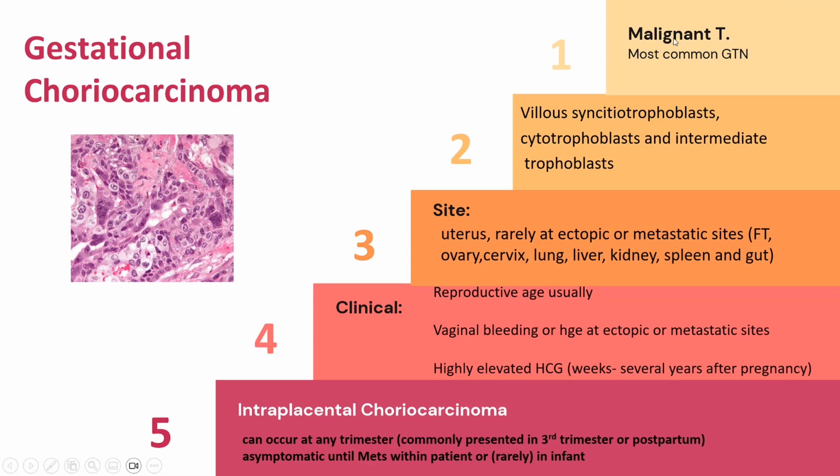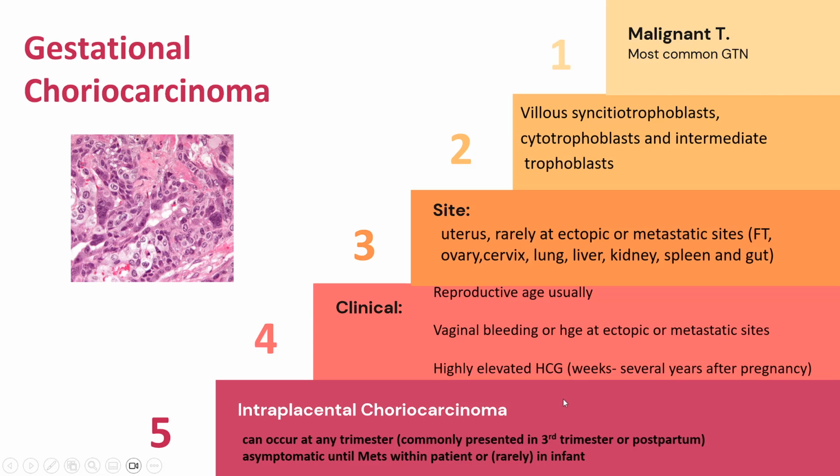That's actually a malignant tumor, the most common GTN. You can see in it a tri-population of villous and extravillous trophoblasts: cytotrophoblasts, syncytiotrophoblasts, and intermediate trophoblasts. It is seen in the uterus, or sometimes less commonly in ectopic or metastatic sites, because it's highly metastatic, as we will mention. It's seen in the reproductive age group. The patients present with vaginal bleeding or hemorrhage at ectopic or metastatic sites, with highly elevated levels of HCG.